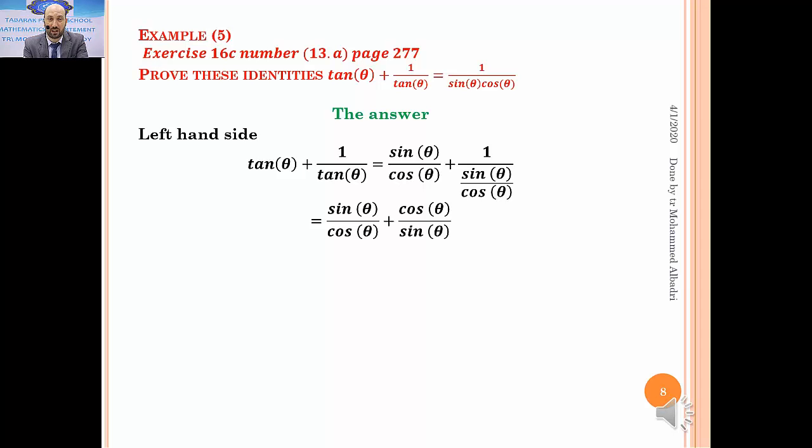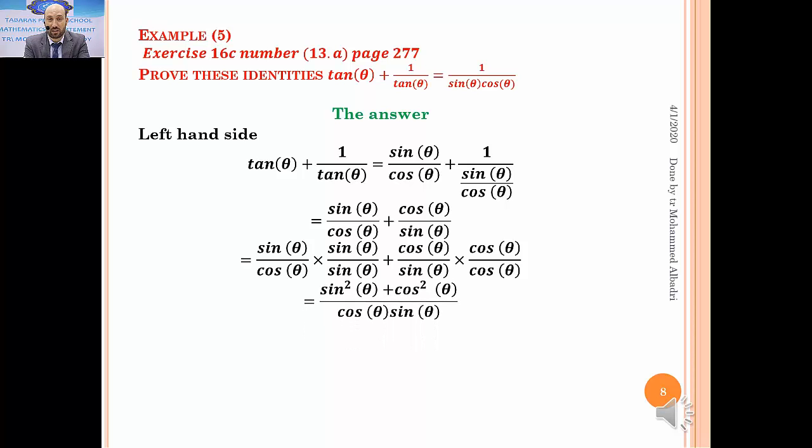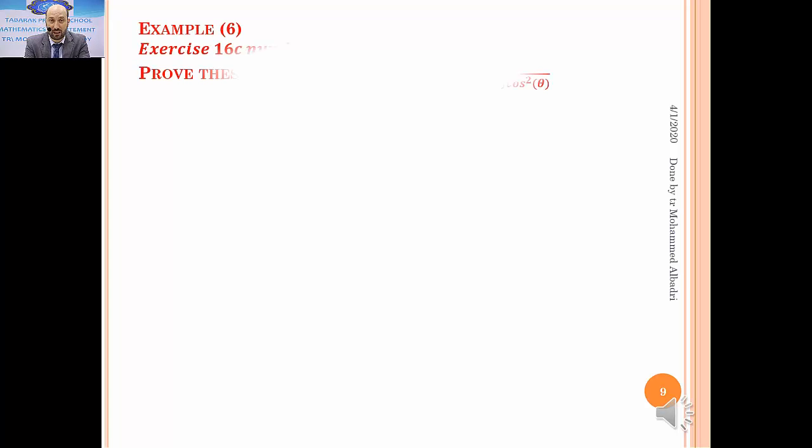Now, like algebraic fractions, how could we add them? We have to make the denominators the same. So the first one we multiply by sin theta over sin theta, and the second by cosine theta over cosine theta. Now it will be sin squared theta over cosine theta sin theta, and the second, cosine squared theta over sin theta cosine theta. And sin squared theta plus cosine squared theta equals 1, using this identity, so it will be 1 over sin theta cosine theta. This is the right hand side. So tan theta plus 1 over tan theta equals 1 over sin theta cosine theta.